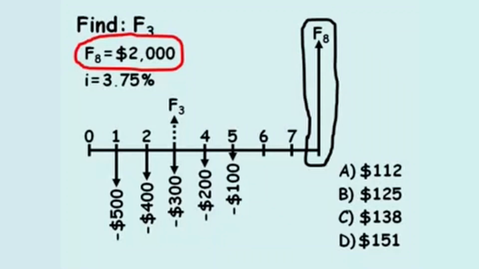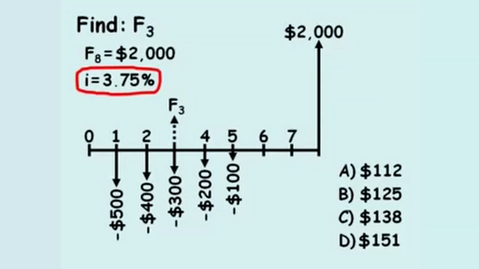The annual interest rate equals 3.75%. The question asks to find F3, which is the equivalent future value at the end of the third year. The dotted arrow represents an equivalent amount, which is the equivalent cash flow at the end of the third year if this one value were to replace all the other cash flows in the diagram.